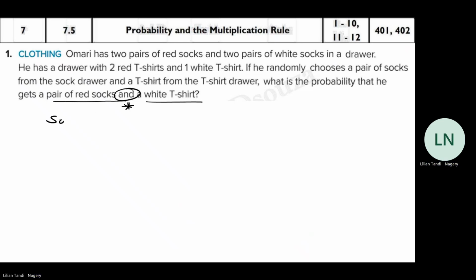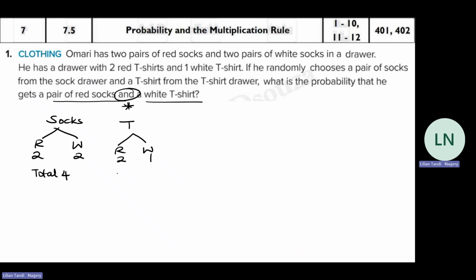So I told you I like tree diagrams. They're easier for me to see. He has red socks, white socks. He has 2 of each. Then he has a t-shirt drawer, and the t-shirt drawer he has also a red t-shirt and a white t-shirt. So he has 2 and 1. So here he has a total of 4, and here he has a total of 3. T-shirt, 2 socks, 2 red socks, 2 white socks.